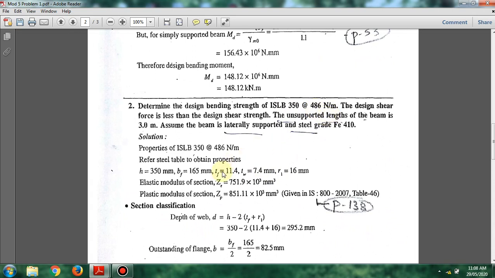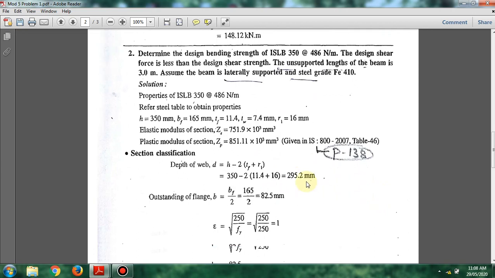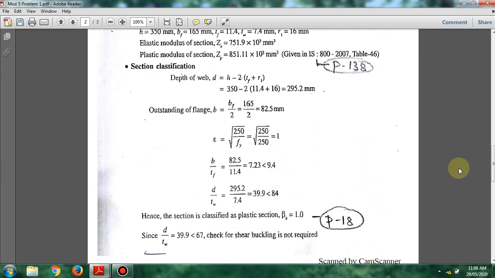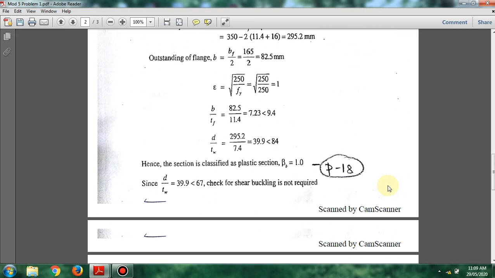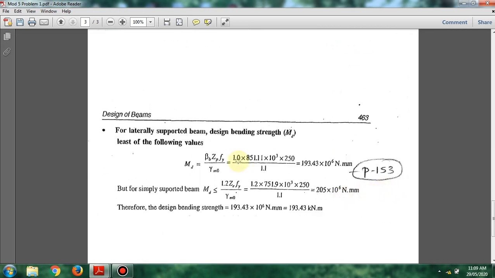page 53, this is the formula. Design bending strength Md is equal to beta B ZP Fy divided by gamma m0. So this is the formula to find the design bending strength of a beam. So what is beta B? Beta B is equal to 1 for plastic and compact sections.